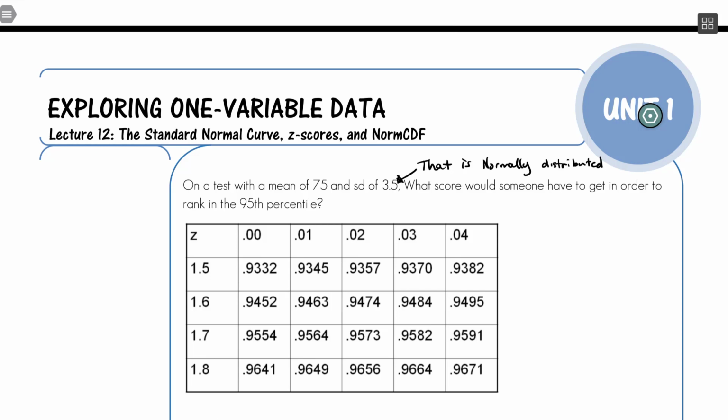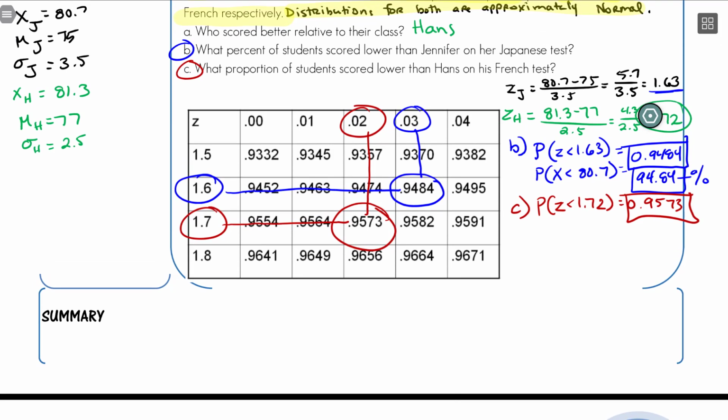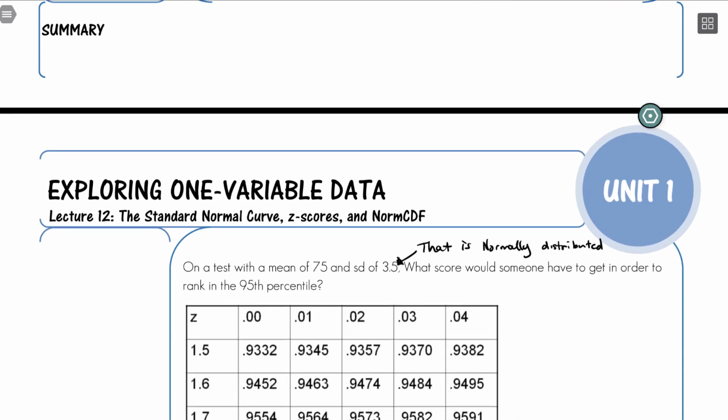On a test with a mean of 75 and a standard deviation of 3.5, so that was Hans's French test, or no, I'm sorry, Jennifer's Japanese test, what score would someone have to get in order to rank in the 95th percentile? If you look back at the previous example, Hans and Jennifer were extremely close, less than a percentile off from each other. Well, what would somebody have to get to be at the 95th percentile? Let's say you get a free prize, or a scholarship or something like that, if you score in the 95th percentile. Well, let's figure that out.